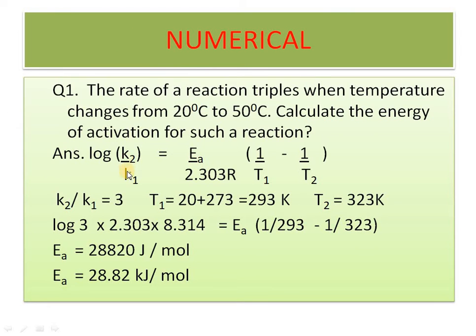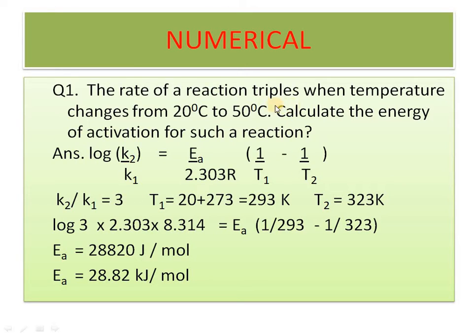Next one: log k2 by k1 equals Ea by 2.303 R times (1 by T1 minus 1 by T2). Please don't use the formula given in the book. Sometimes they use k1, k2 and a minus sign differently, and there is always a chance of error. So make a habit of using this formula only. Then there won't be any confusion or error in your answers. The most important point is that temperature should be in Kelvin. Don't put temperature in Celsius, you will not get any marks. So 20 changes to 293 and 50 to 323, and accordingly substitute.